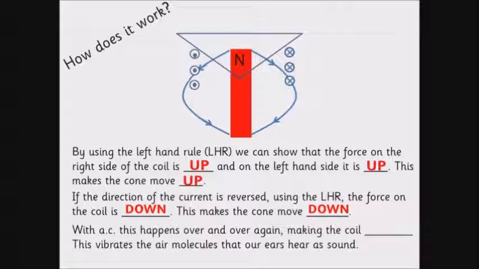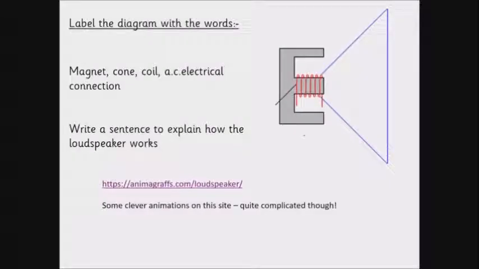And remember, the reason it moves is because there's the coil in a magnetic field, and when electric current flows through that coil in a magnetic field, there is a force on it, just like you've looked at in the magnetism topic. Okay, so with alternating current, this happens over and over again, making the coil vibrate. And as we've said before, the surface area of the cone causes a lot of air to vibrate, and we hear that as sound. Okay, you might have labelled the diagram, so the magnet would be the grey area, the cone is this blue surround, the coil is red, and the electrical connection will be these two red connectors here. And you could write a sentence to explain how it works, which we'll come to in a second.